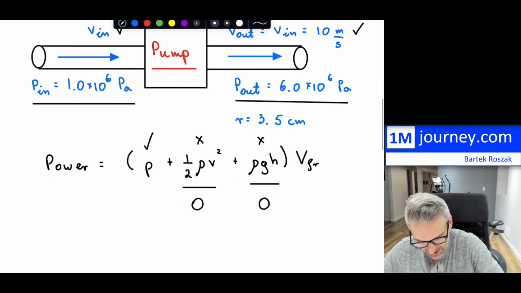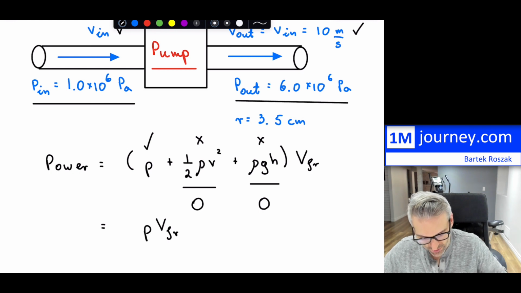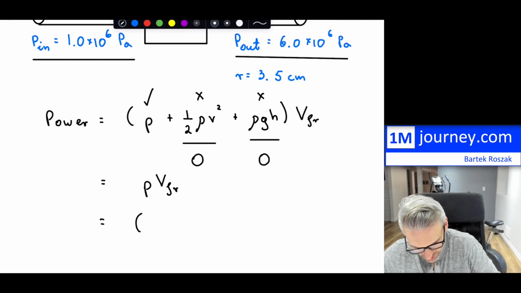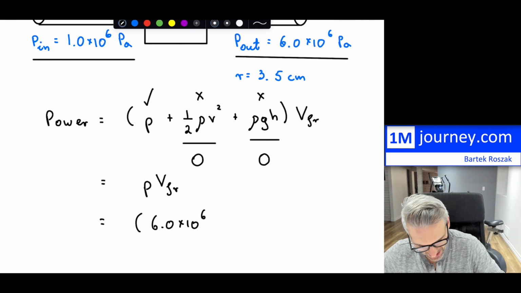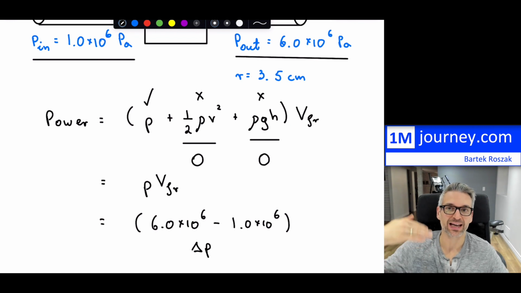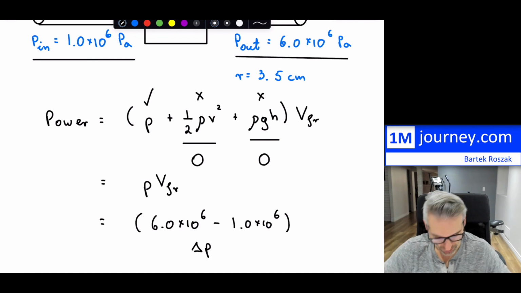But we do see a change in the pressure. So that means this will boil down to the pressure and multiply the pressure by the volume flow rate. So now, how much change in pressure did we have? Well, the change in pressure was 6 times 10 to the 6 pascals, minus 1 times 10 to the 6 pascals. So that's the change in pressure. That's the power we need that the pump needs to exert to increase that pressure.